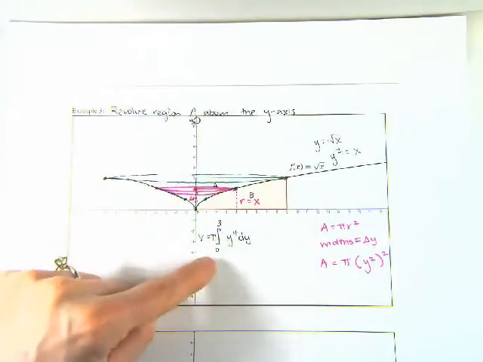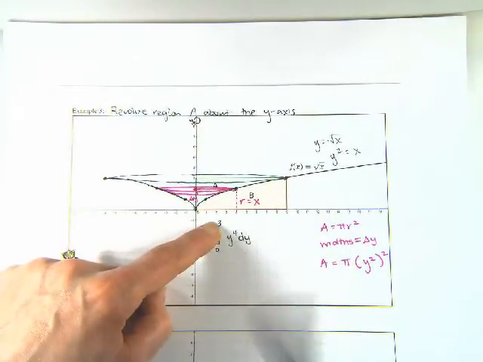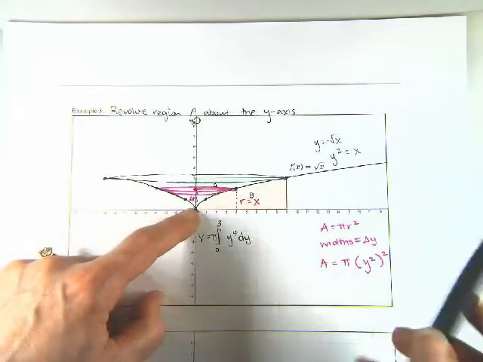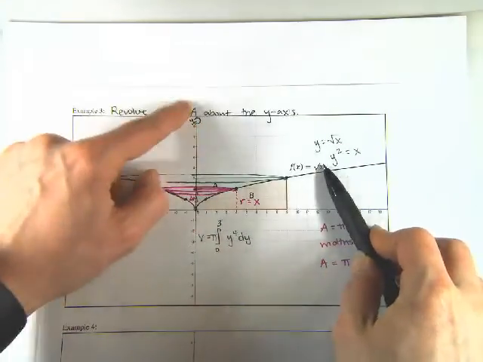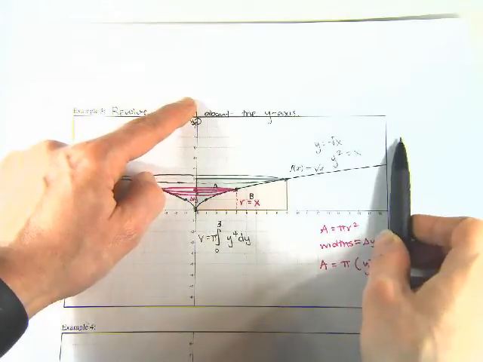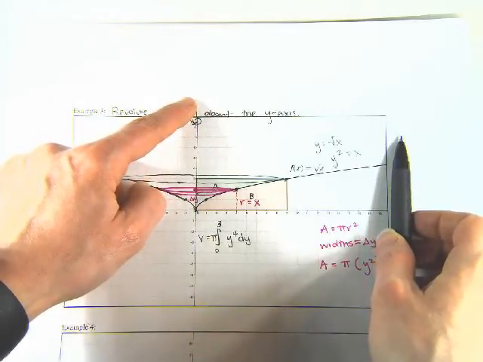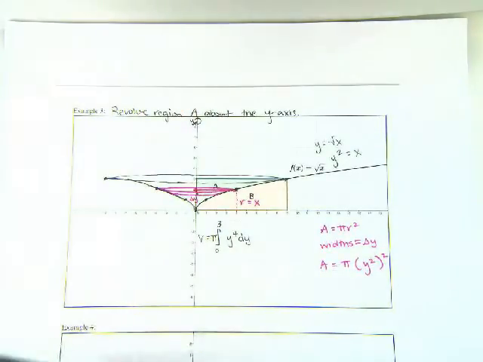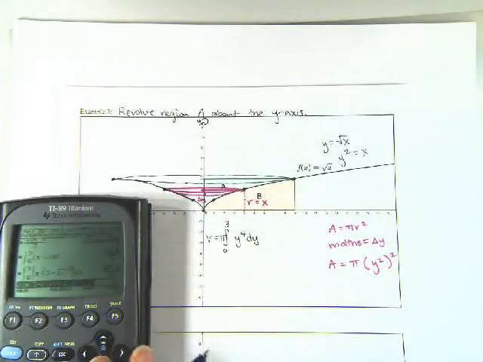If you made this a 0 and a 9, what would happen is that you would basically be extending this farther up until you got to y equals 9. So you'd get a much bigger volume, way bigger. Oh, we'll find out how much bigger. Okay, so this is what we're going to integrate.